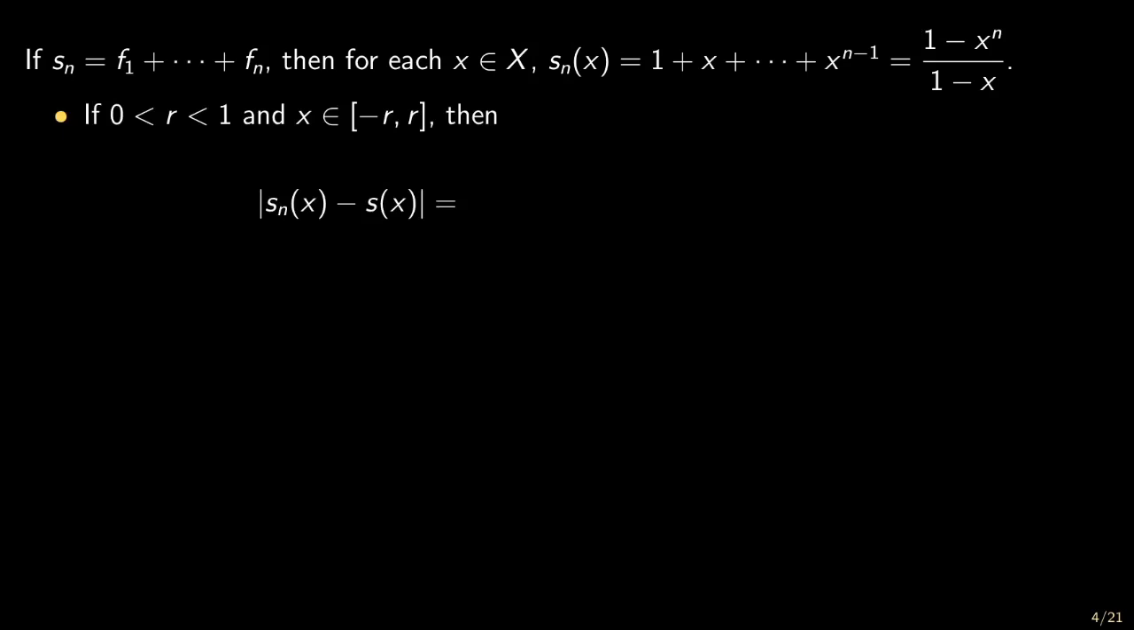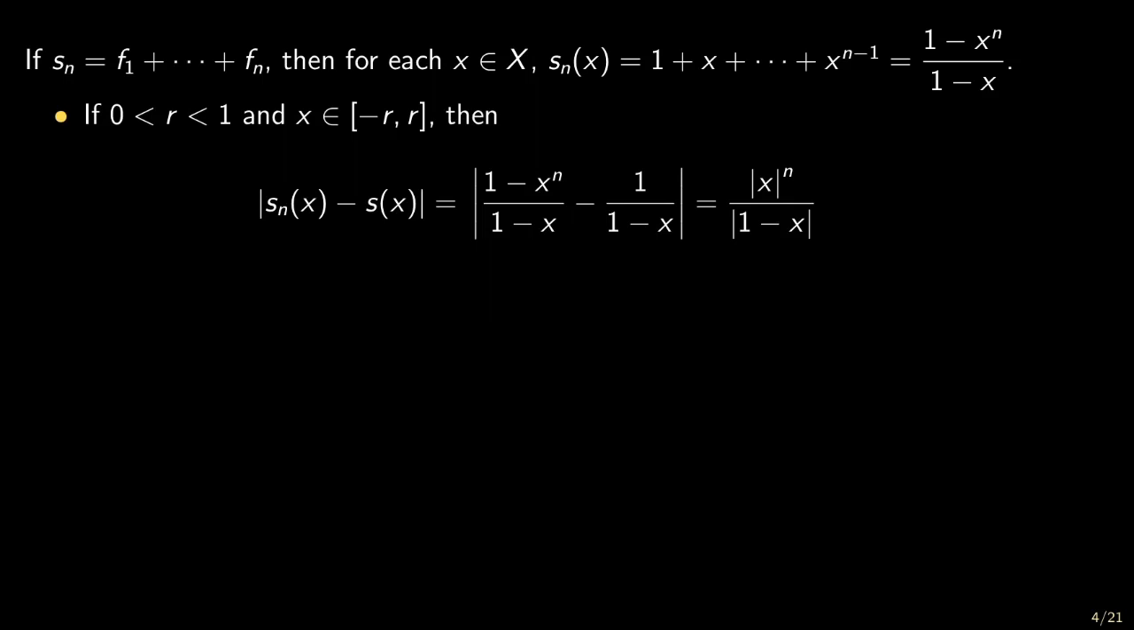So if r now is any number between 0 and 1 and we construct this interval, in this interval if you take any x, then we can calculate this difference as follows. Is the difference (1 minus x^n) over (1 minus x) minus s of x, which is 1 over (1 minus x). And doing algebraic calculation, we get the following expression as the difference.